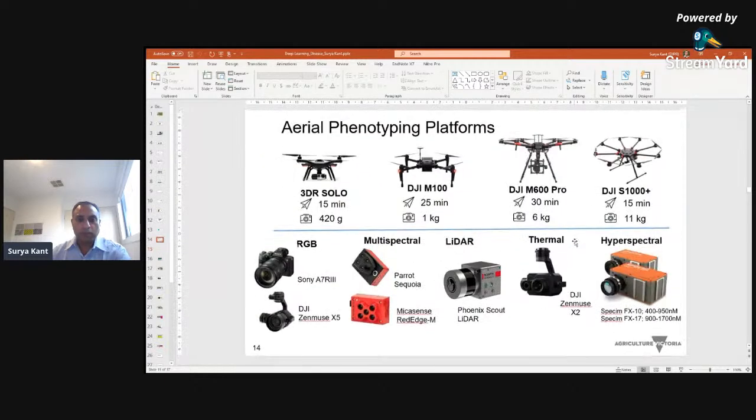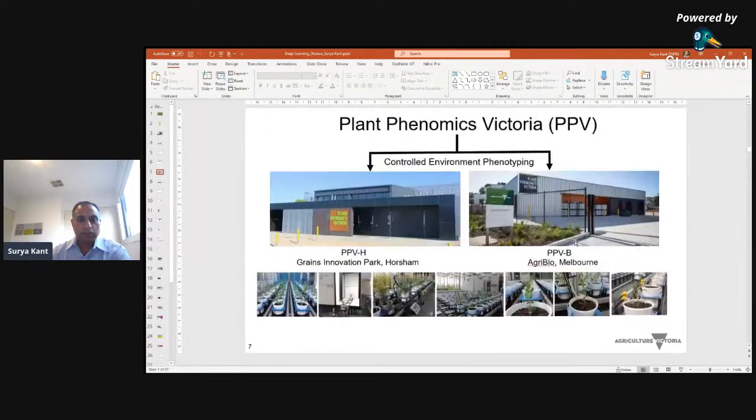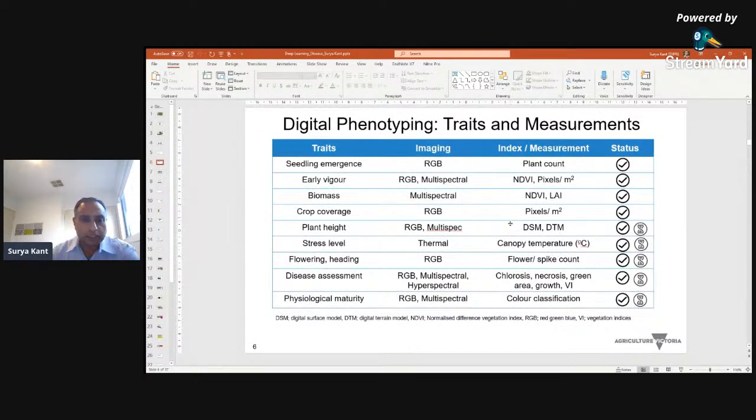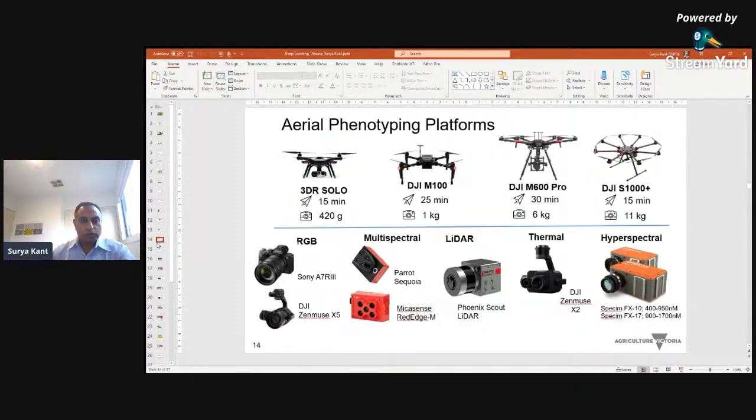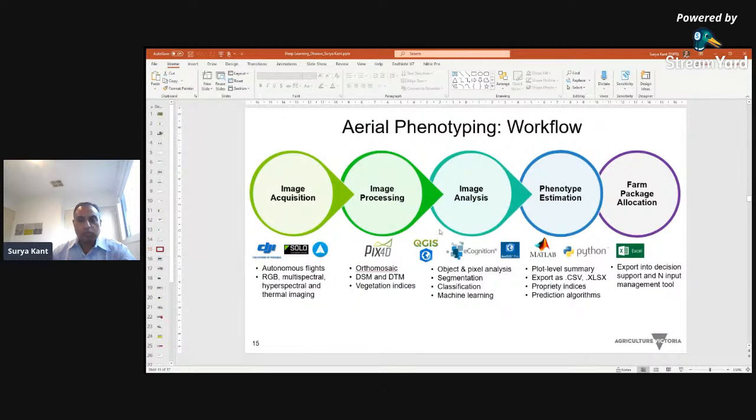It might be worth having a look again at the different traits I was mentioning: seedling emergence, early vigor, biomass. On the left are the traits, and then the imaging platform, RGB, multispectral, thermal, LiDAR, and how those sensors and cameras translate into different measurements is shown here, and then the status for those observations. That's the important thing. And then we are able to tell even farmers how those data sets can be useful for farm package allocation, for example, input application or control of different diseases.